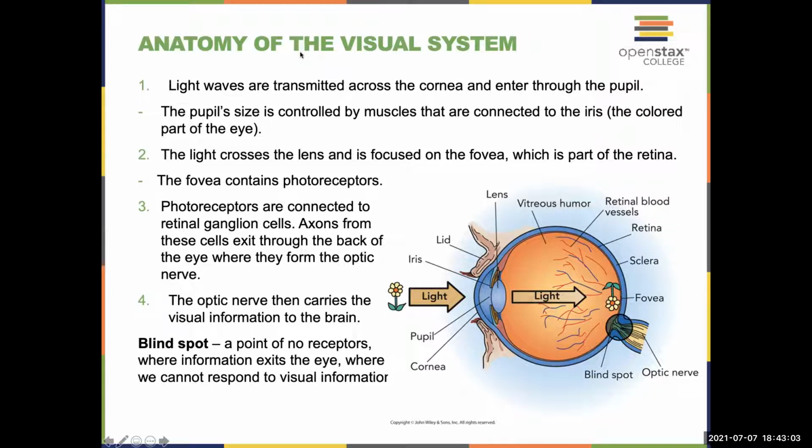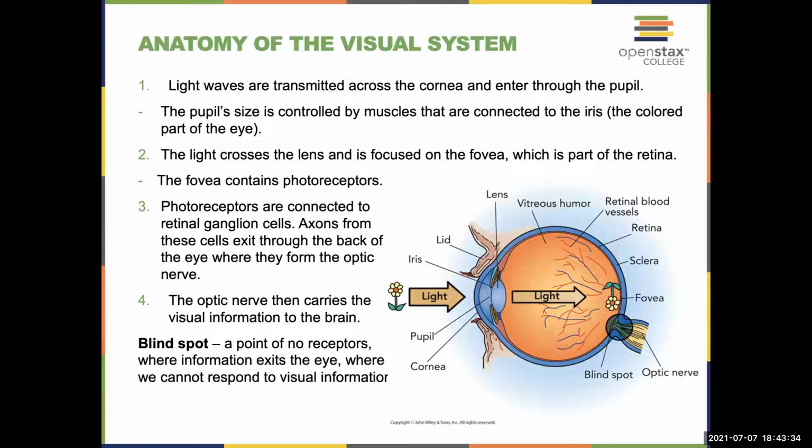Where it is focused on the fovea, right? Which is part of the retina. And the fovea is what contains your photoreceptors. And the photoreceptors are connected to retinal ganglion cells. And if you'll recall from the biopsychology section when we were talking about neurons and axons and things like that, that's exactly what's happening here, right?